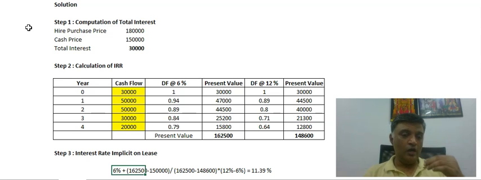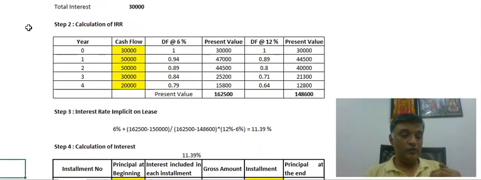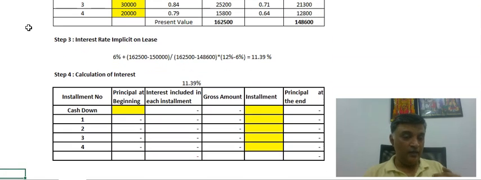So we use two other discount rates, 6% and 12%. We tried to discount it and we found the present value of those cash flows, and using those we get a range, and we decided that okay, the discount rate or the IRR will be in the range of 11 to 11.5, and when we use the interpolation formula, we got 11.39. Now having obtained the interest rate implicit on the lease, the next step is to calculate the actual interest. So we use the very same format which we used earlier.